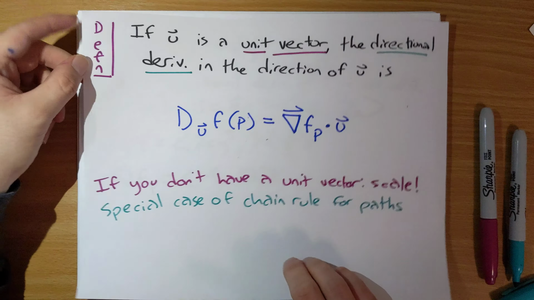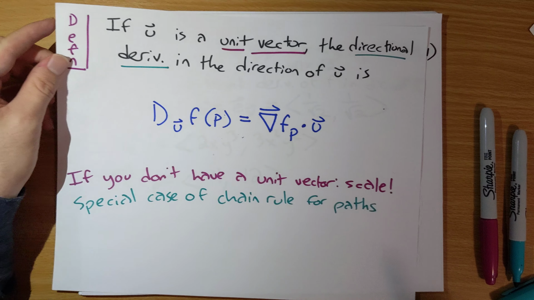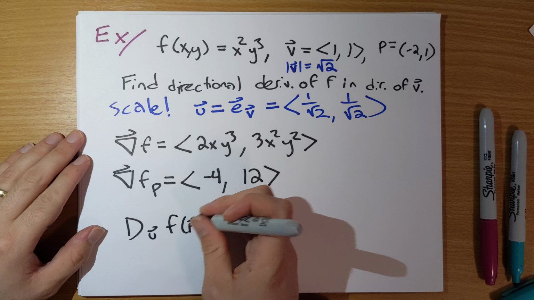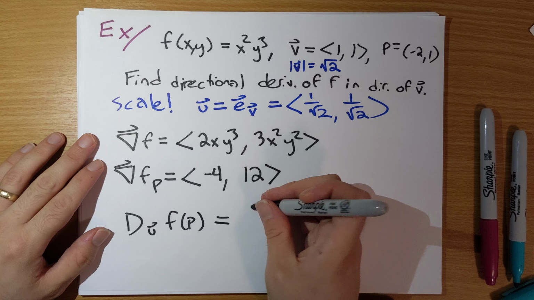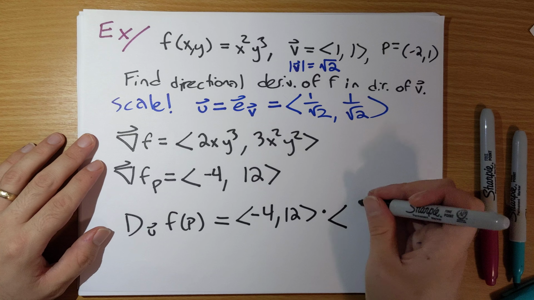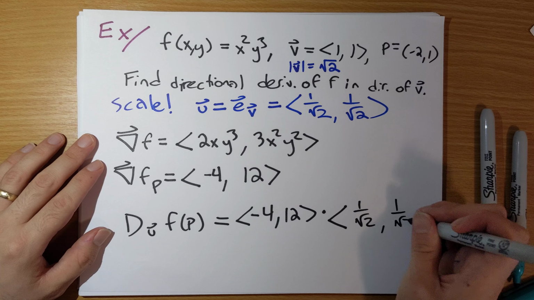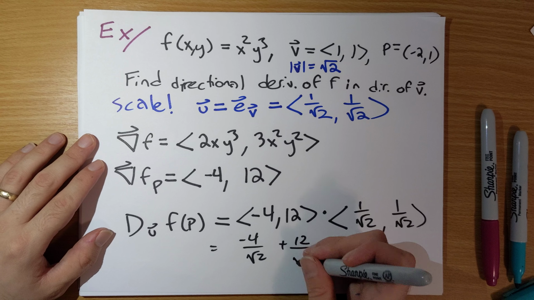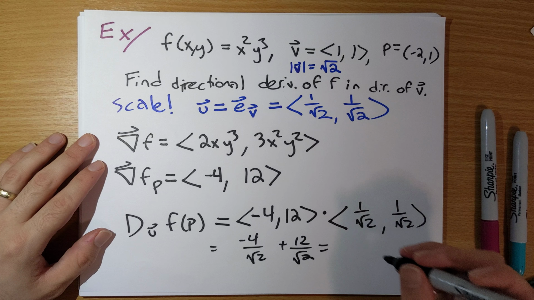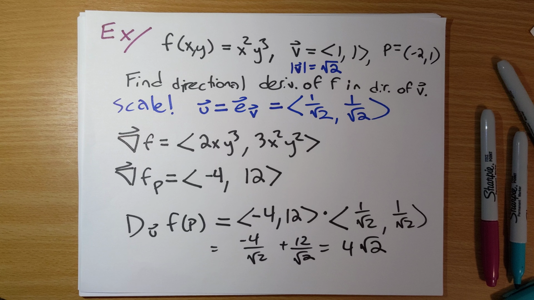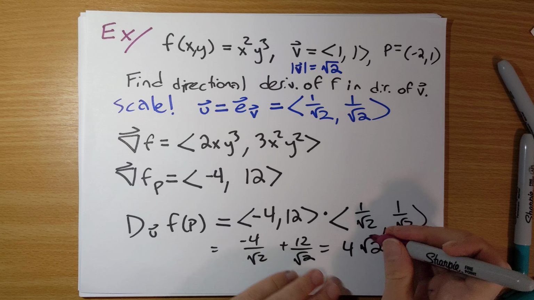Okay, so to finish this off, the directional derivative d_u f of P is equal to -4 comma 12 dot product with 1 over square root 2, 1 over square root 2. That gives -4 over square root 2 plus 12 over square root 2, which is 8 over square root 2, which is 4 times square root 2. So this is our final answer.